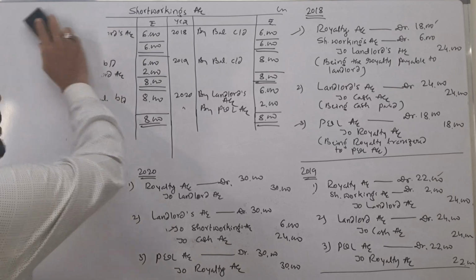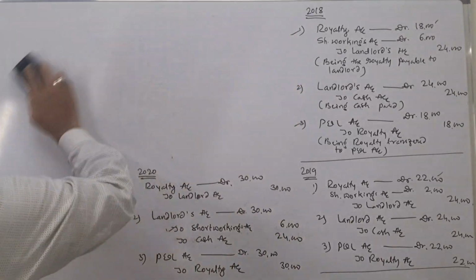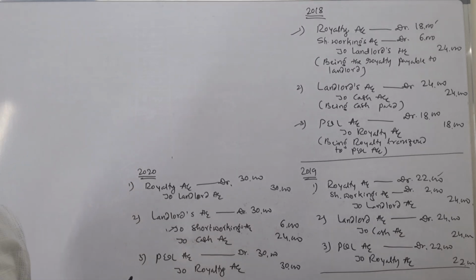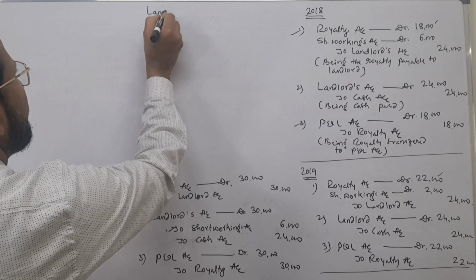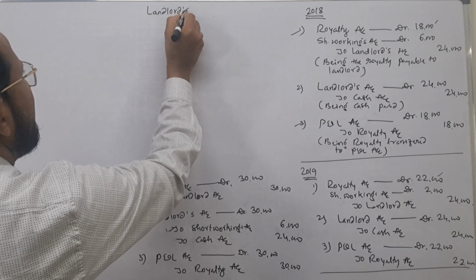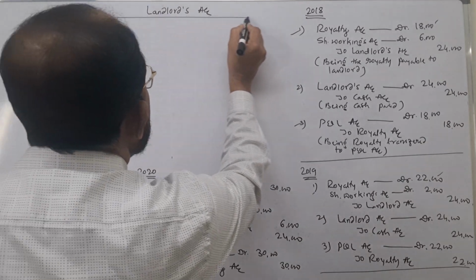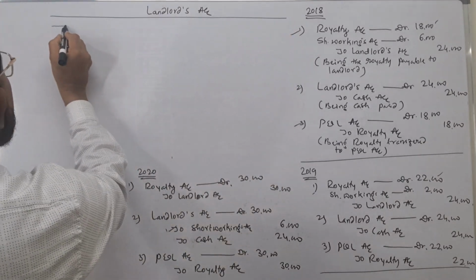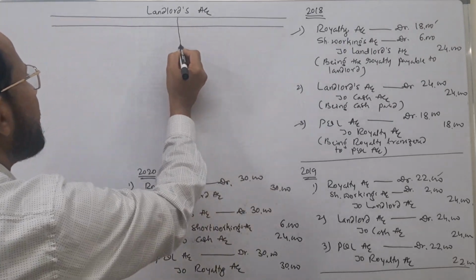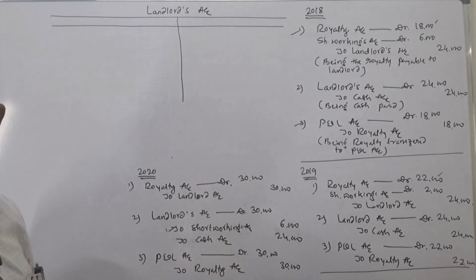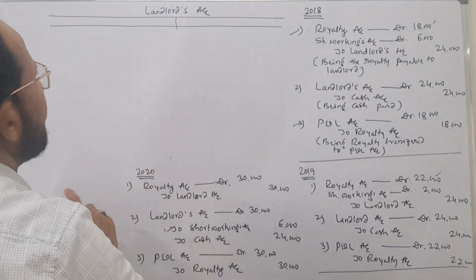Now, the last account which I am going to prepare is landlord's account. Landlord's account. If you remember the journal entries, easily you can prepare different accounts.